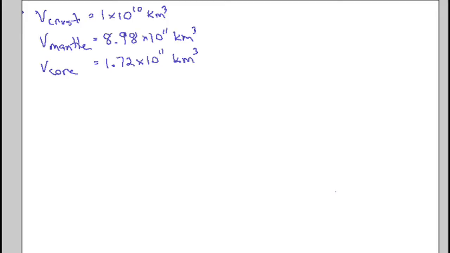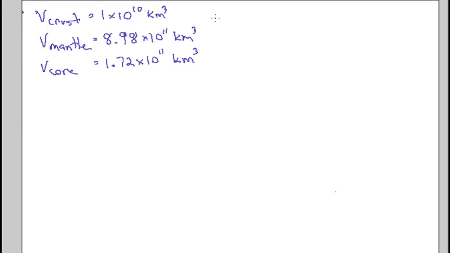Here I've copied the volumes that I calculated from the previous page, although I didn't do the crust specifically. You can get the idea from how I did the mantle. Now I've got those organized, and I need to calculate the masses. And from the lab experiment, I have the density of the material, so the density of the crust.